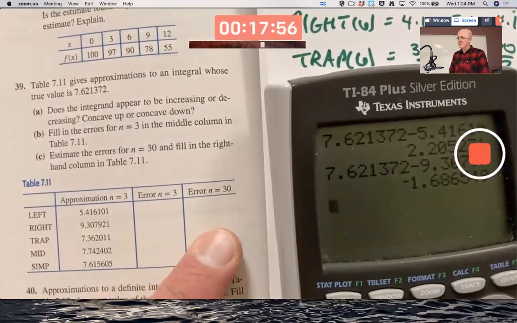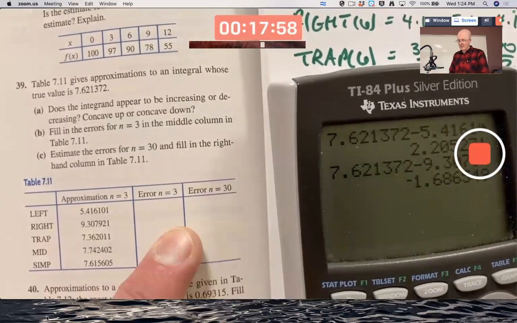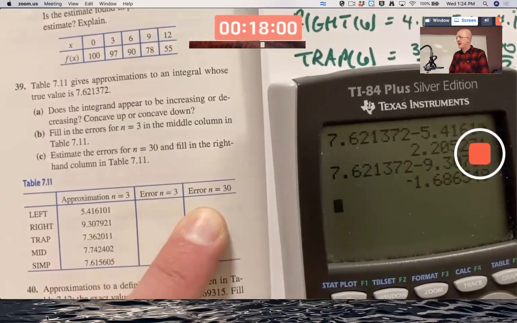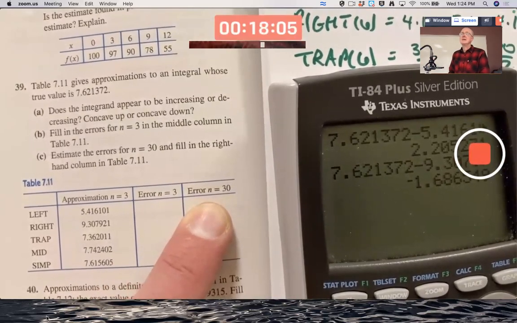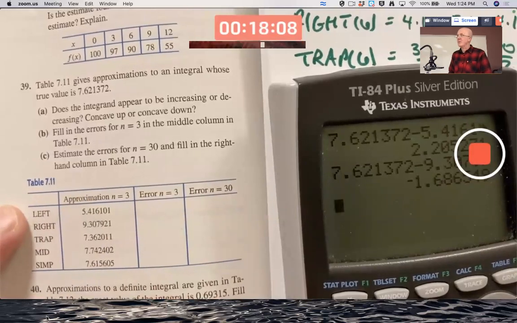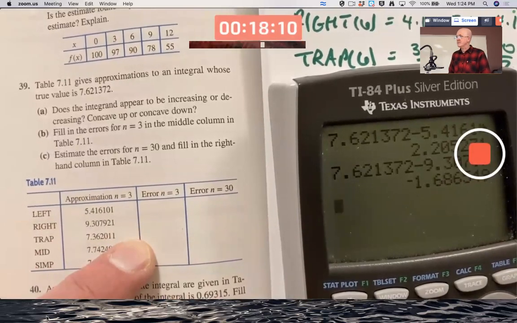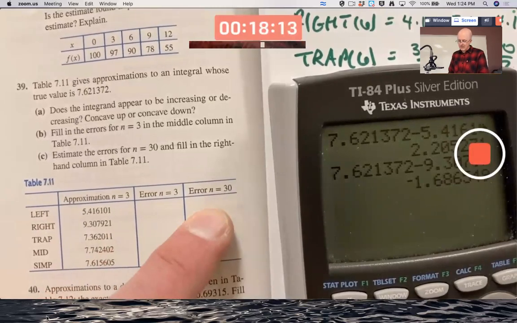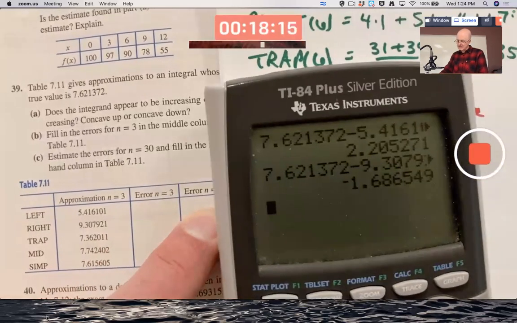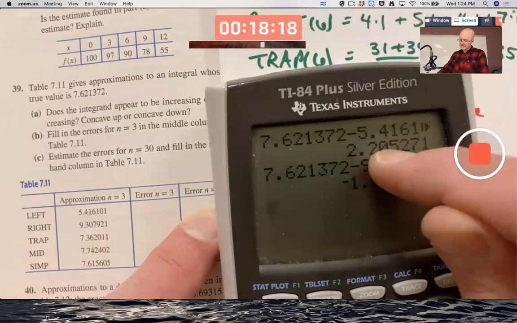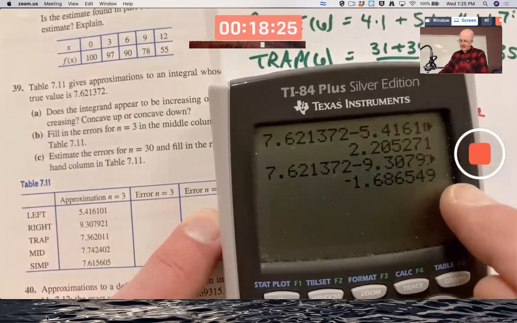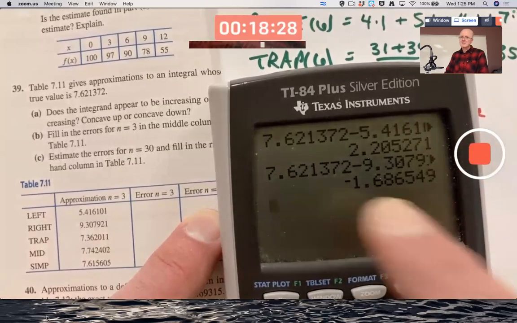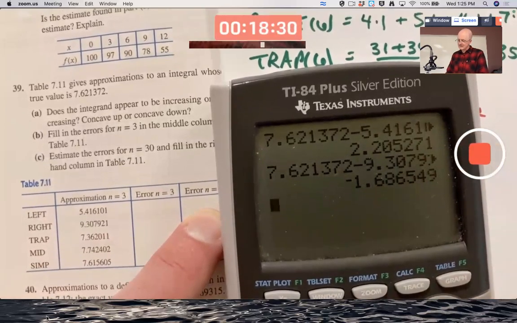For the next column, you needed to use the principle we talked about on Monday, that when you increase n by a certain factor, like in this case, n goes from 3 to 30, so it's increasing by a factor of 10. For the left and right-hand rules, that means the errors go down by a factor of 10. So the error for n equals 30 with the left-hand rule, you just take this number and move the decimal place one spot to the left to get 0.2205. Do the same for this one for the right-hand rule. Move it to the left one spot to get negative 0.16865.